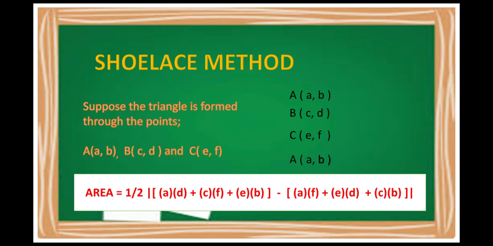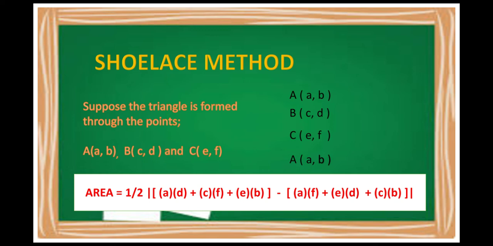Alright, I want you to focus and observe these given points. We have A times D, C times F, E times B. What we did is just multiply them diagonally downward. Then we subtract the product of the upward, as we can see: A times F, which starts the upward part, and E times D and C times B.